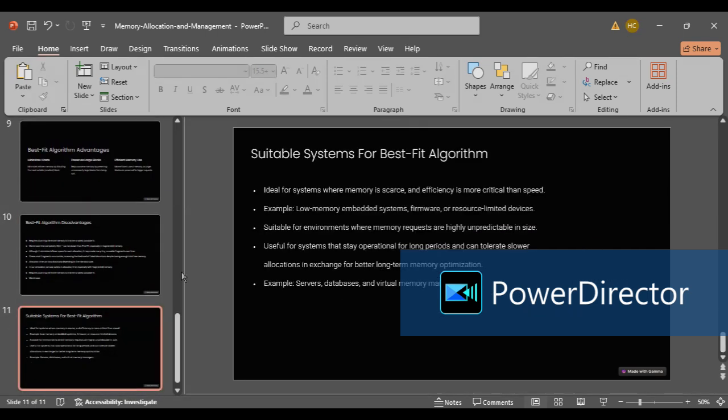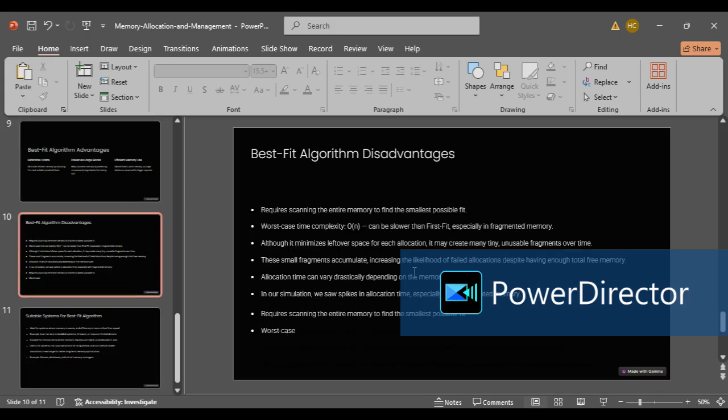Now we'll look at the disadvantages of the best fit algorithm. One, it requires scanning the entire memory to find the smallest possible fit. That's a disadvantage, with a worst case time complexity of big O of n, which can be slower than first fit, especially in fragmented memory, as we showed in the difference in times between the first fit and the best fit allocations. Although it minimizes leftover space for each allocation, it may create tiny unusable fragments over time.